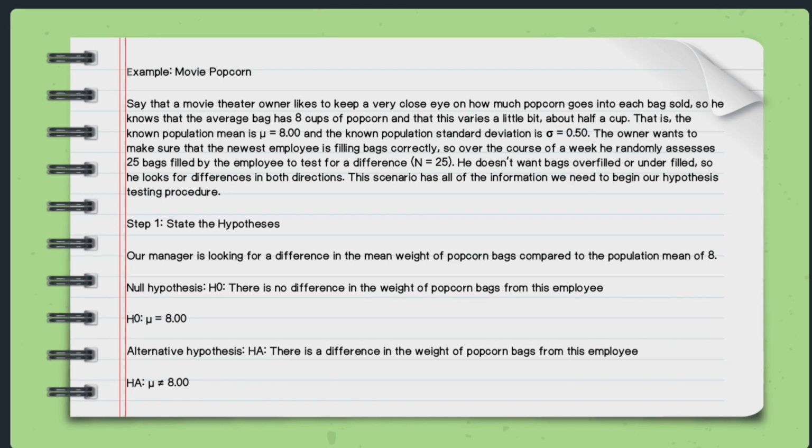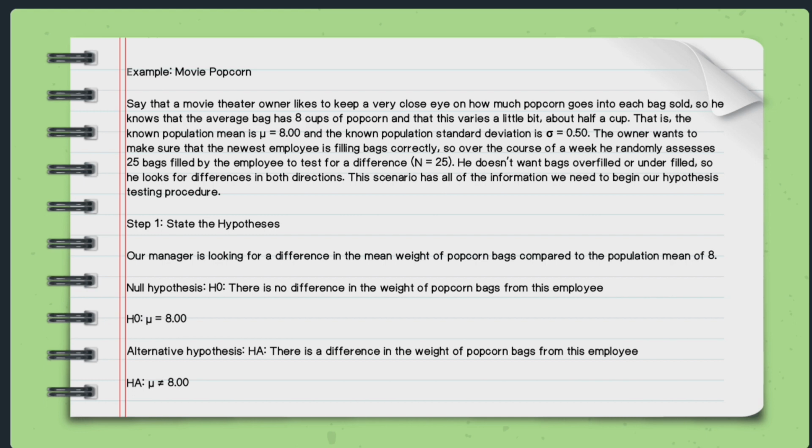Step 1. State the hypothesis. Our manager is looking for a difference in the mean weight of popcorn bags compared to the population mean of 8. So the null hypothesis is there is no difference in the weight of popcorn bags from this employee.